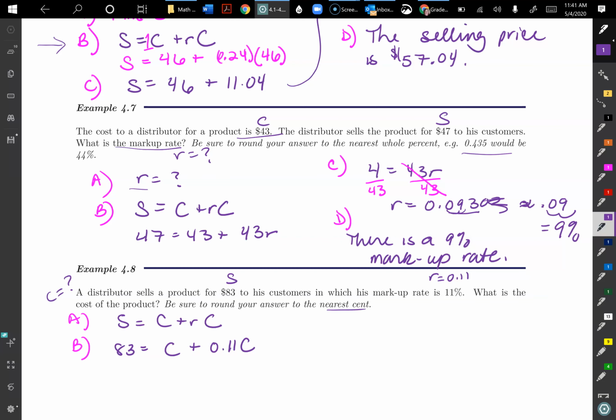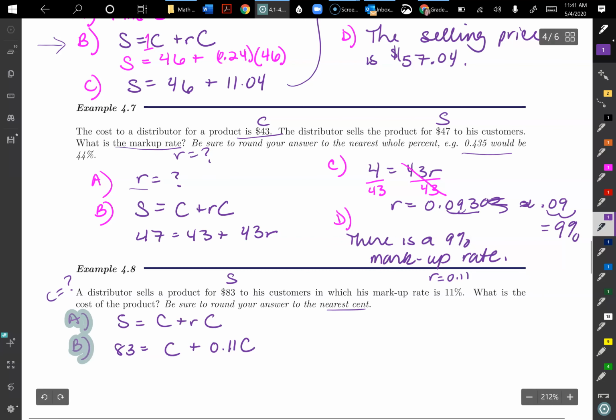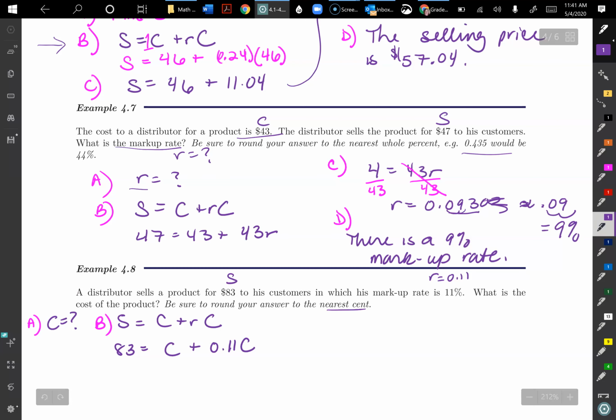So I filled this in. Our formula is S equals C plus RC. That actually goes with part B. Should fix that, so we just match. A is find cost, or just C equals question mark. We can write that because it's a standard formula. Then we have part C, which is solving.